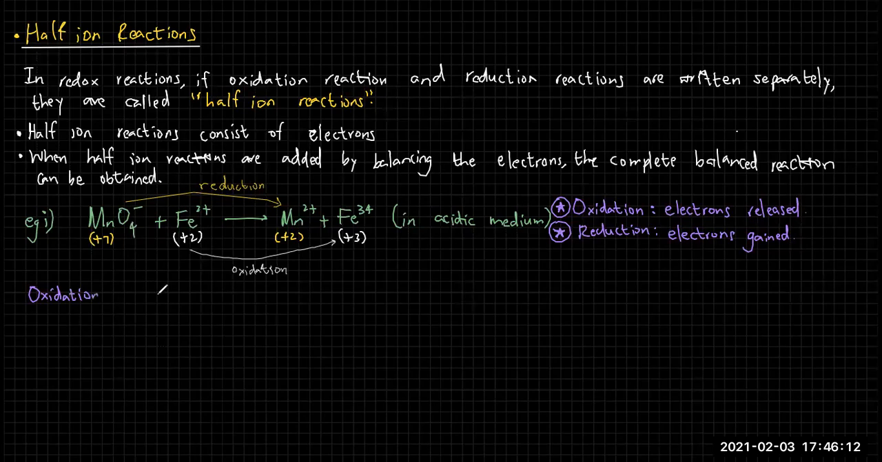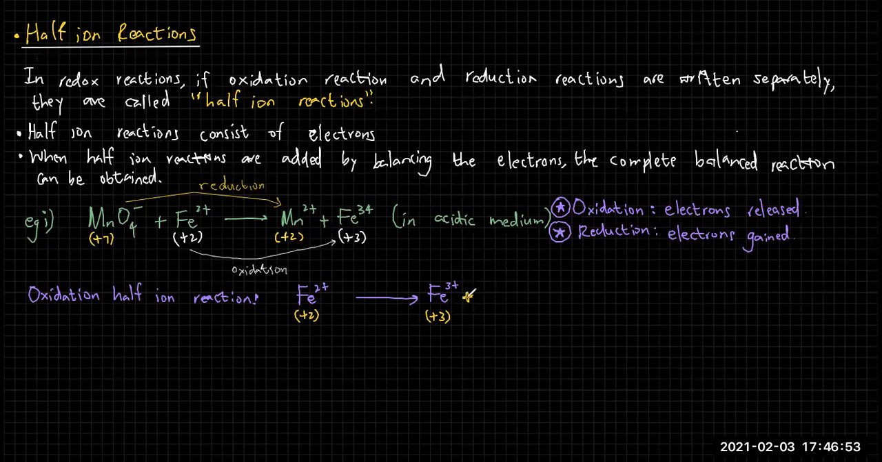Oxidation half ion reaction. Let's start off. So how do you do that? Perhaps I might have to explain this step by step for you to understand. First of all, in the oxidation half ion reaction, you have to write the species: Fe2 plus is becoming Fe3 plus. From +2, it has gone to +3. So what is the difference in oxidation state? Just 1. And to balance that, you have to put an electron on the right side.